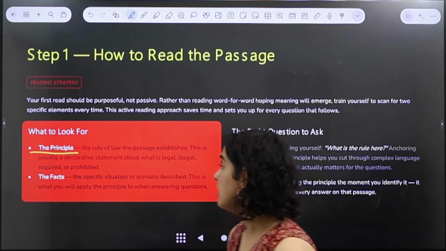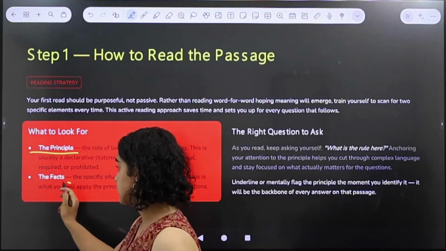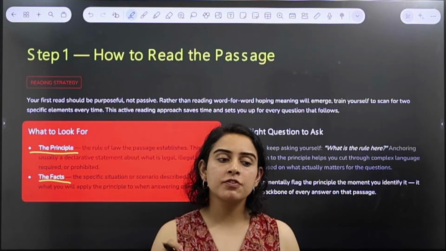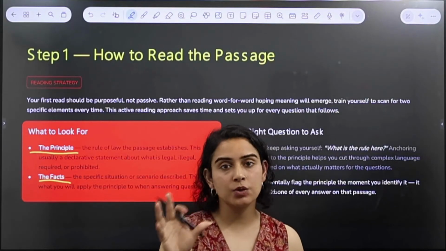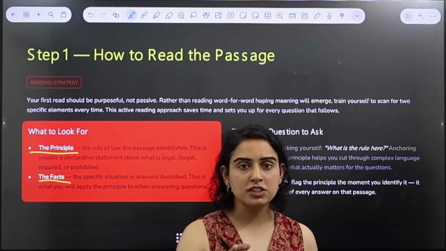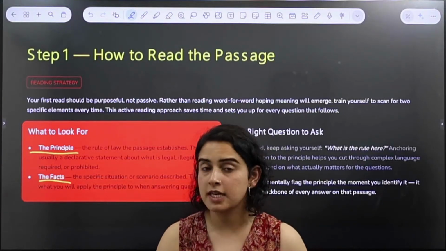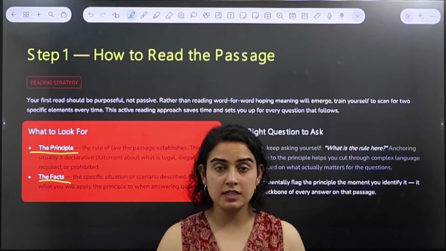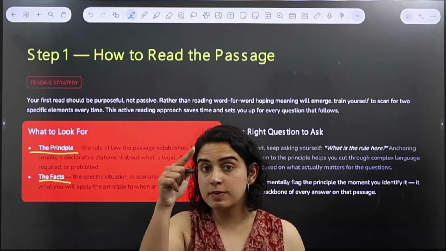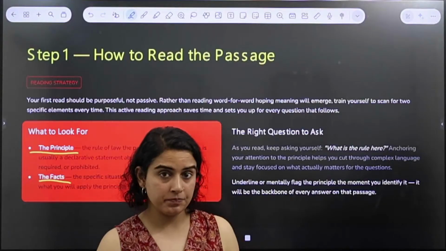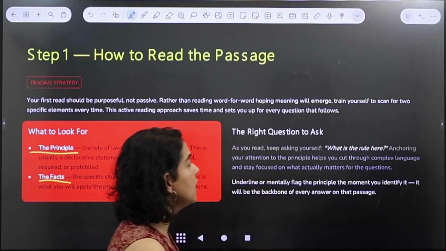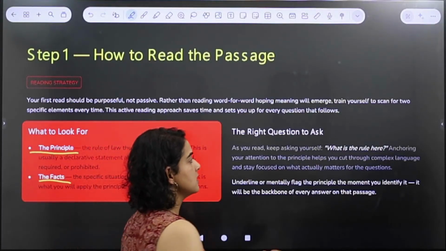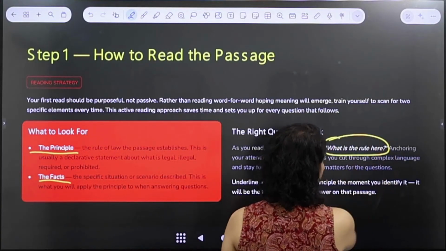And then identify if there are any facts given. Now, facts does not mean facts of a case or something. If there is any specific scenario that has been discussed, not just in the passage but also in the questions, right? Understand different scenarios, different situations that have been discussed, and think how this principle will be applicable to the same. So, the right question that you have to ask yourself whenever you are reading a passage is: what is the rule, what is the law?